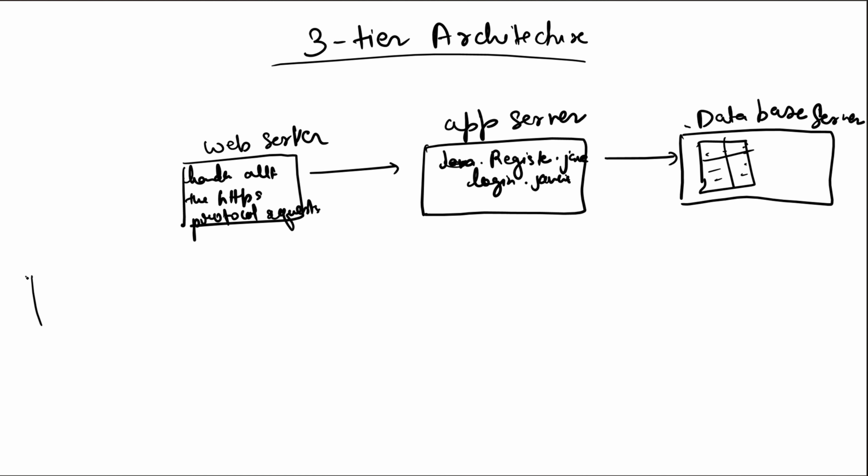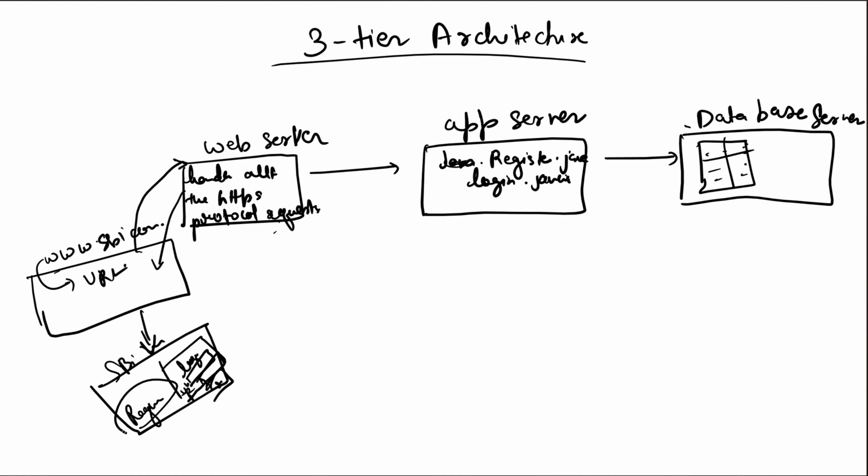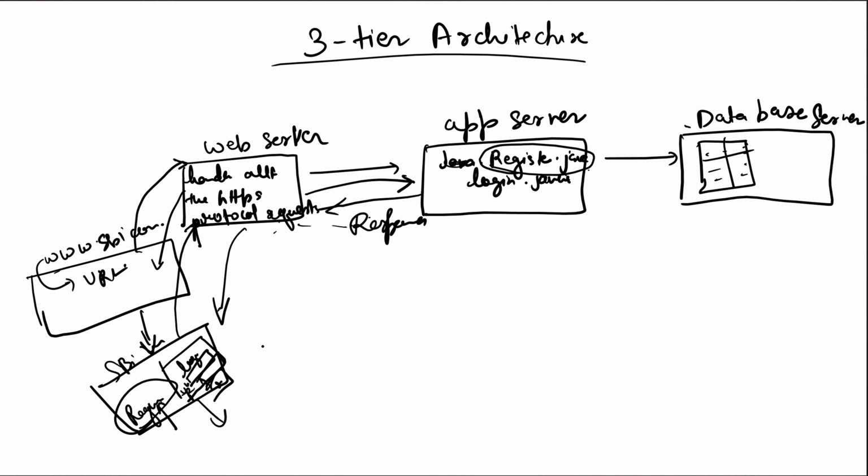So if we consider a bank website like www.sbi.com, if we put this in the URL and enter, it will send a request to the web server. The web server will handle all the HTTP protocol and the website will open, the SBI homepage, where login details will be there, like username, password required, login, register. If we click on register, it will send a request to the web server, and the web server will send a request to the app server. The app server will check the register code and give the response to the web server, and the web server will give the response to the web application.